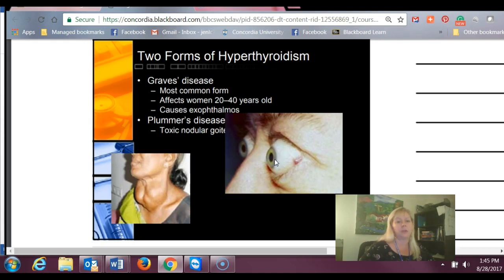Plummer's disease is a goiter, if you see down here. And notice that she's from a different culture, and most likely from another country, most likely an underdeveloped country, because those people are iodine deficient. They don't get it in their diet, and we need iodine for our thyroid to function properly. And so it's very prevalent, these goiters, in underdeveloped countries because of the lack of iodine.